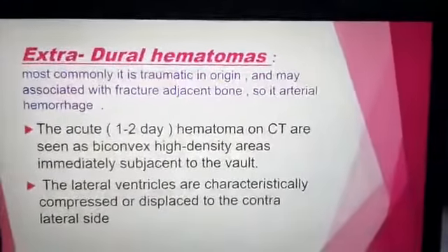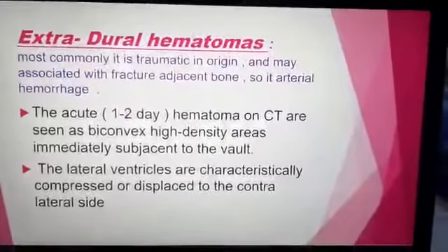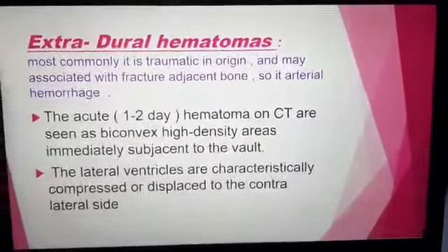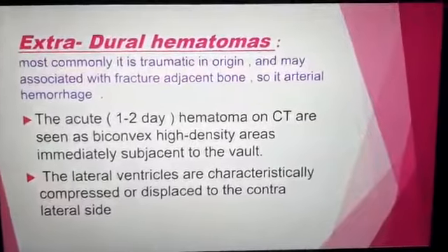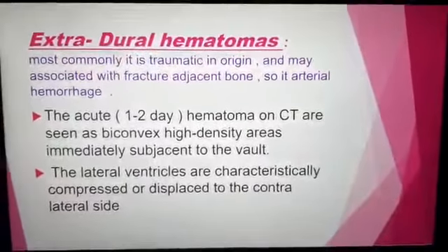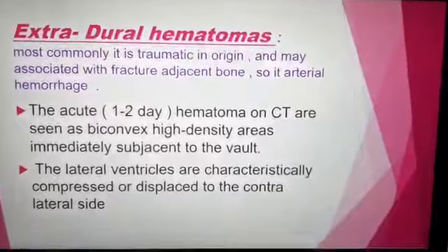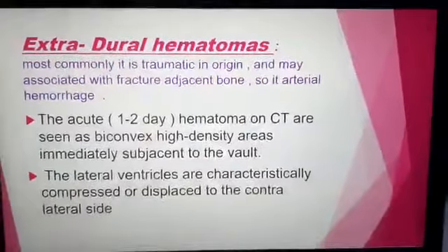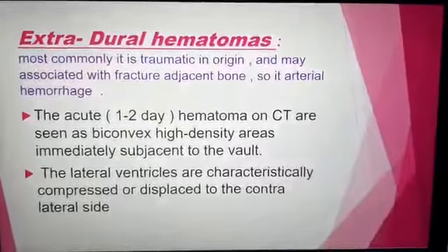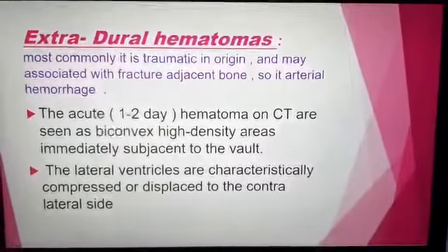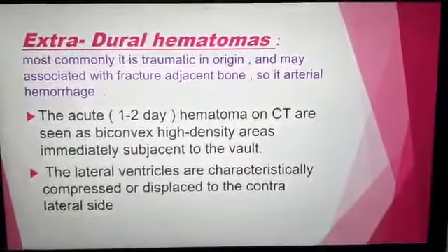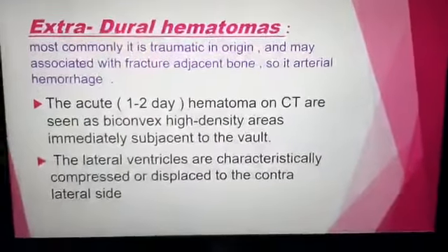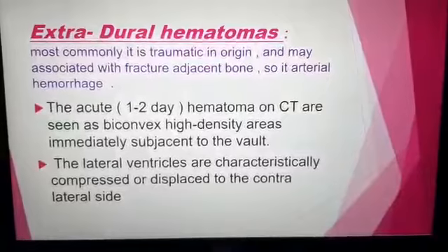Extradural hemorrhage. The extradural hemorrhage is a traumatic hemorrhage, meaning the main cause of extradural hemorrhage is trauma. And also it's major trauma, big trauma. The patient has a history of big trauma, like a road traffic accident or a fall from height. And it's always associated with a fracture of the adjacent bone. And this type of hemorrhage is an arterial type of hemorrhage.